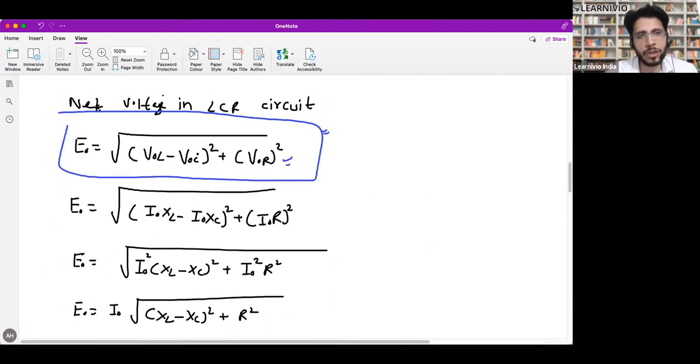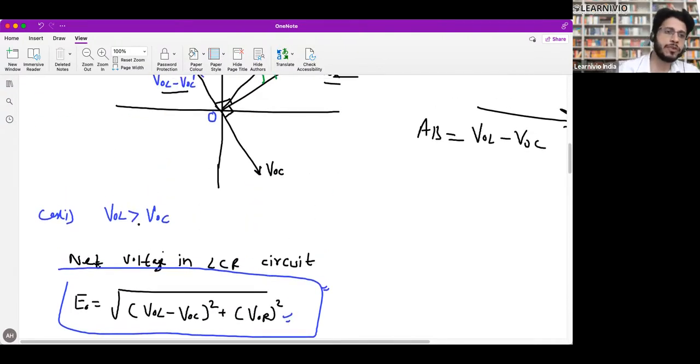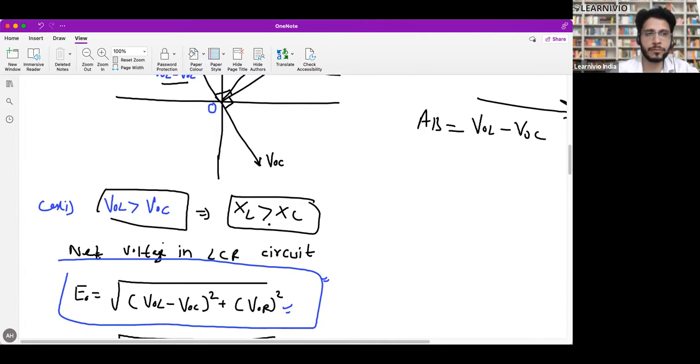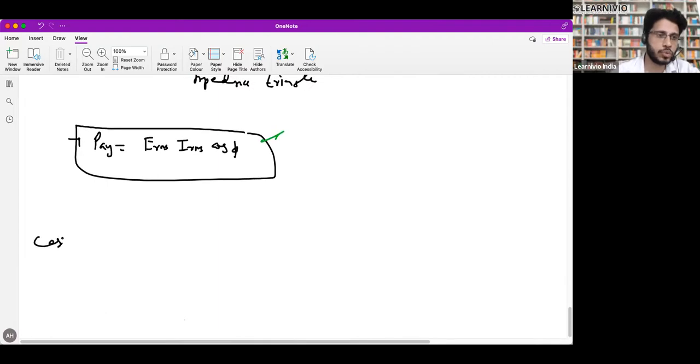Now, all these calculations were based on the simple assumption that V naught L is greater than V naught C, or you can write this as XL greater than XC. Note it down, please. We did case 1, when V naught L is greater than V naught C, or XL is greater than XC. Case 2, so that was for last class. Now, what if V naught L is less than V naught C, or XL is less than XC, meaning XC is greater?